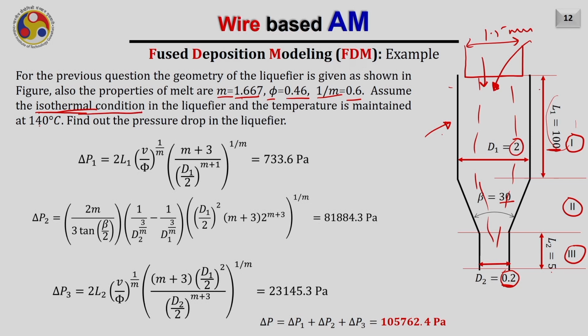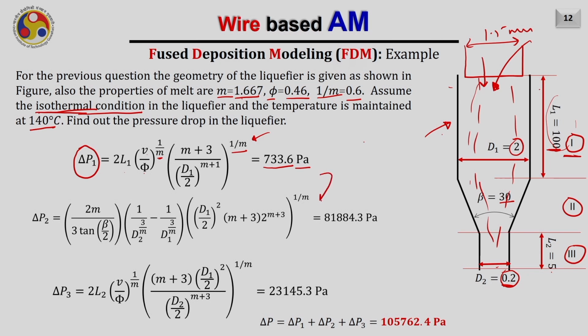In that case, we are assuming that the entire melt inside the liquefier is at 140 degree centigrade. Now it is asked, find out the pressure drop in the liquefier. So the pressure drop in the liquefier in zone 1 will be equal to 2L1, the average velocity inside the liquefier divided by fluidity, to the power 1 upon m, that is nothing but the flow exponent, into m plus 3 divided by (d1 by 2) to the power m plus 1, to the power 1 upon m. As a result, if I solve this equation just by putting these values, I will get the pressure drop required in zone 1 to be equal to 733.6 Pascal.